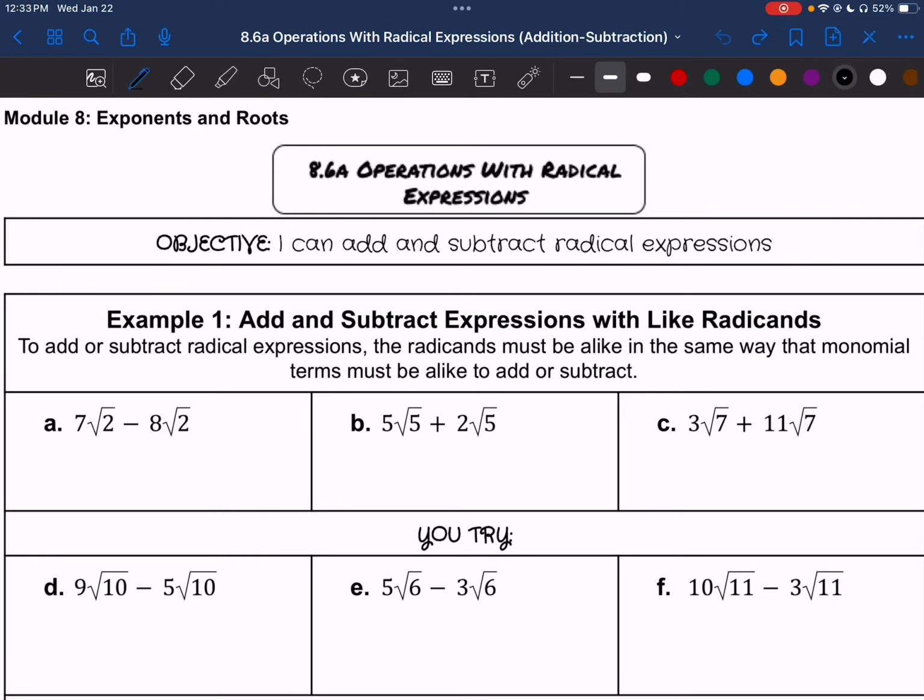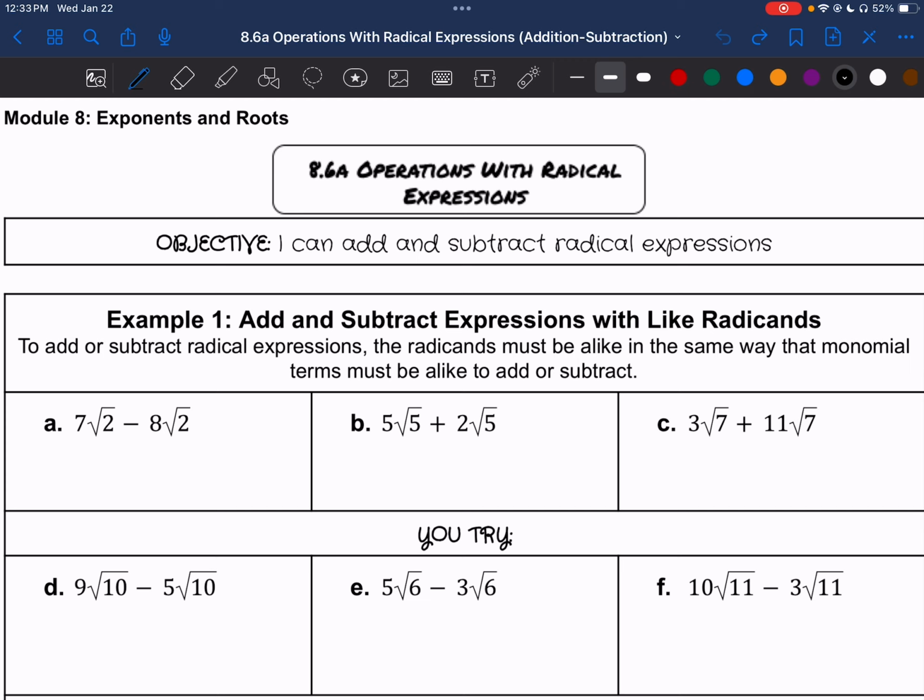Hello, and welcome to Module 8.6a, Operations with Radical Expressions. Our objective for today is that I can add and subtract radical expressions. So example 1, adding and subtracting expressions with like radicands.